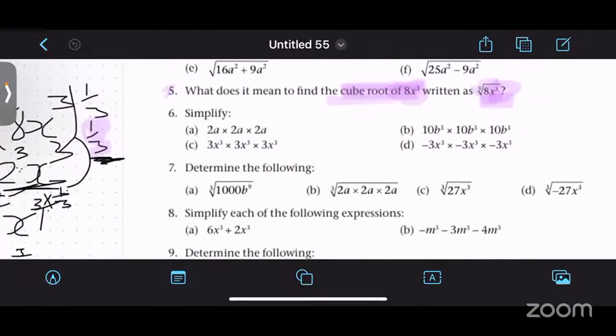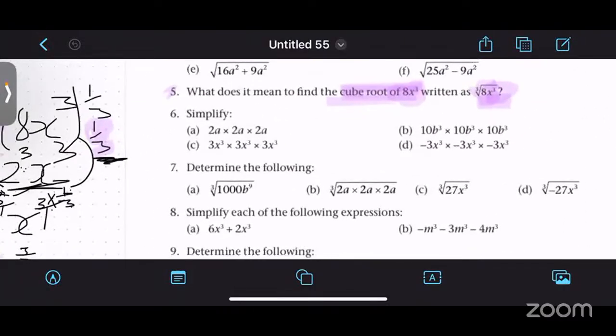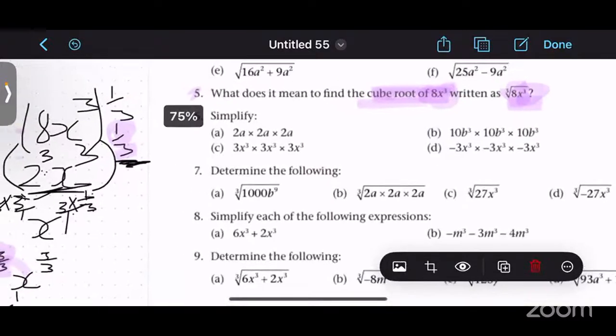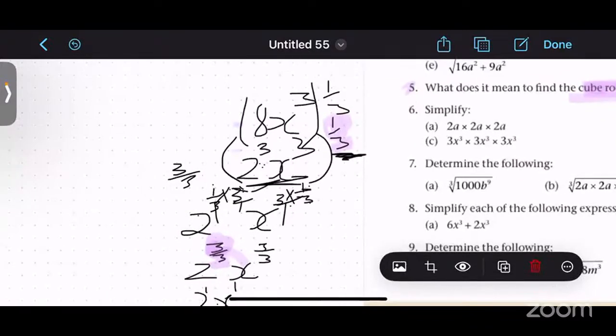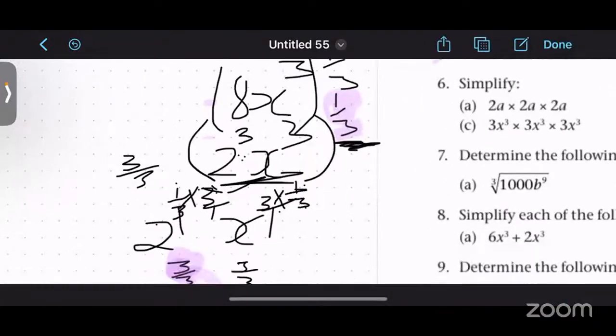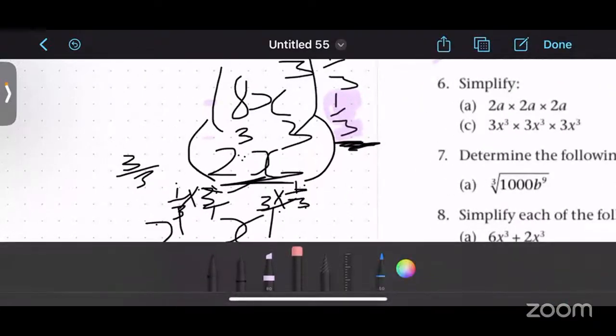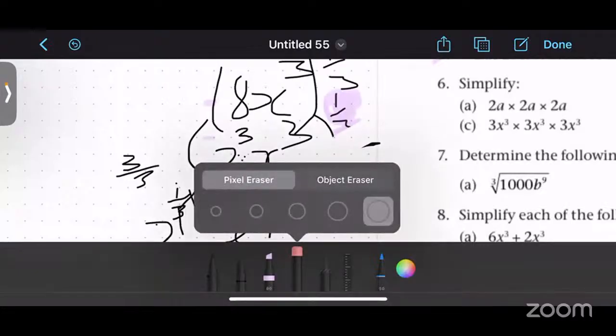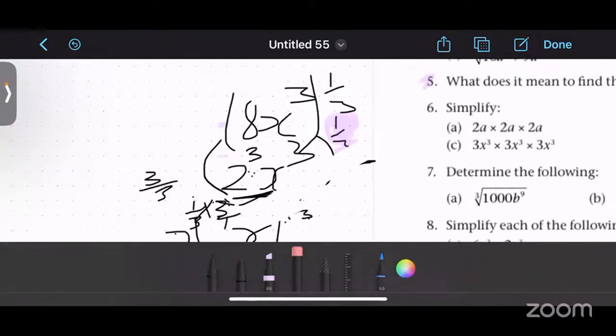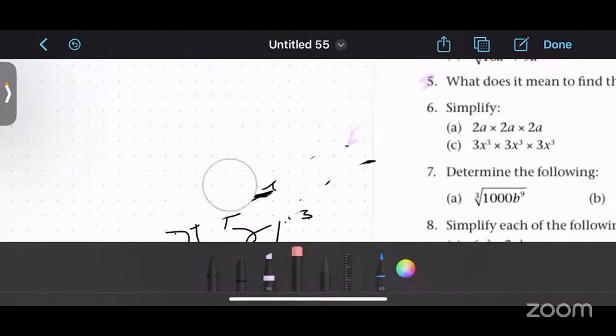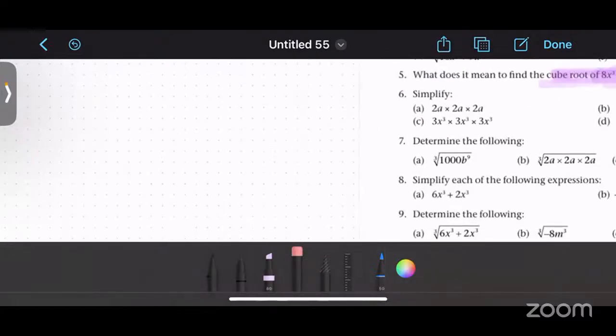Okay, guys. So it's 8a to the power of 3. And how did you arrive at your 8a to the power of 3? Let me just wipe this so I can also give you my method. And my method itself is going to be different from yours. Okay. How did you get to 8?